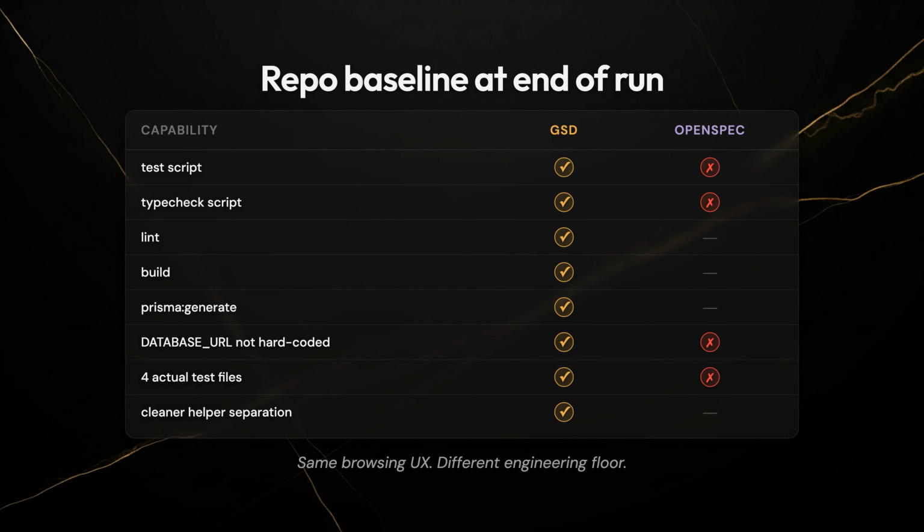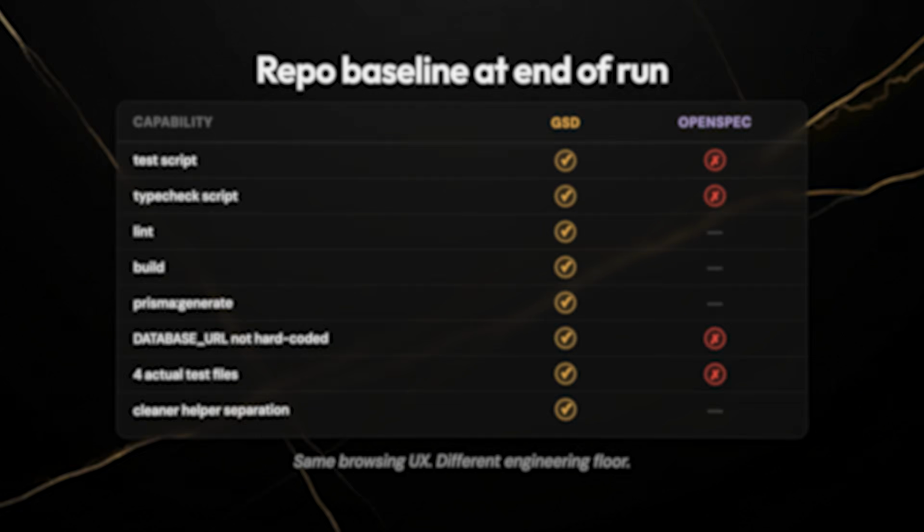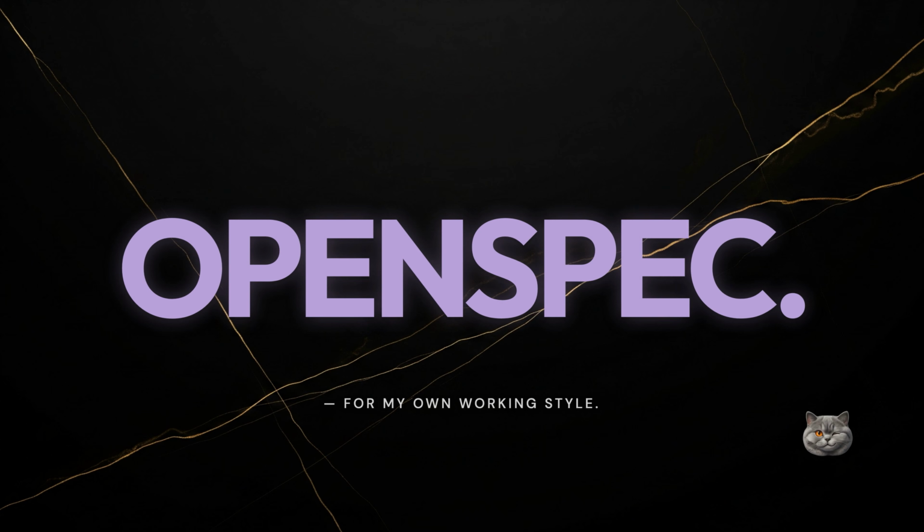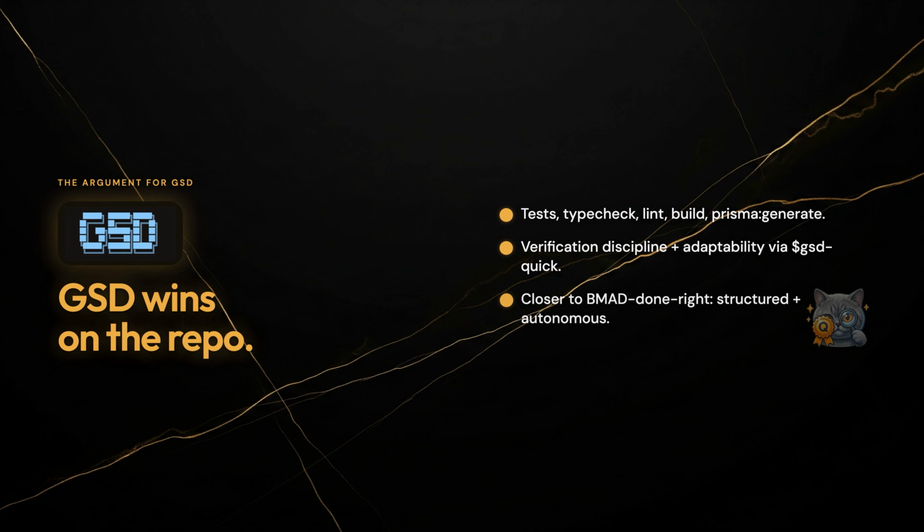GSD made a stronger case for code quality because it left behind tests, type check, better configuration, and cleaner project scaffolding. My personal choice for this kind of work would be OpenSpec. That does not make OpenSpec the better framework in every sense. It is not. GSD produced a stronger repo. If you care about quality checks, verification, and letting the framework manage more of the engineering process, GSD has a real argument. It is much closer to what I wanted BMAT to be: structured, autonomous, and capable of doing work instead of asking me to approve more documents.